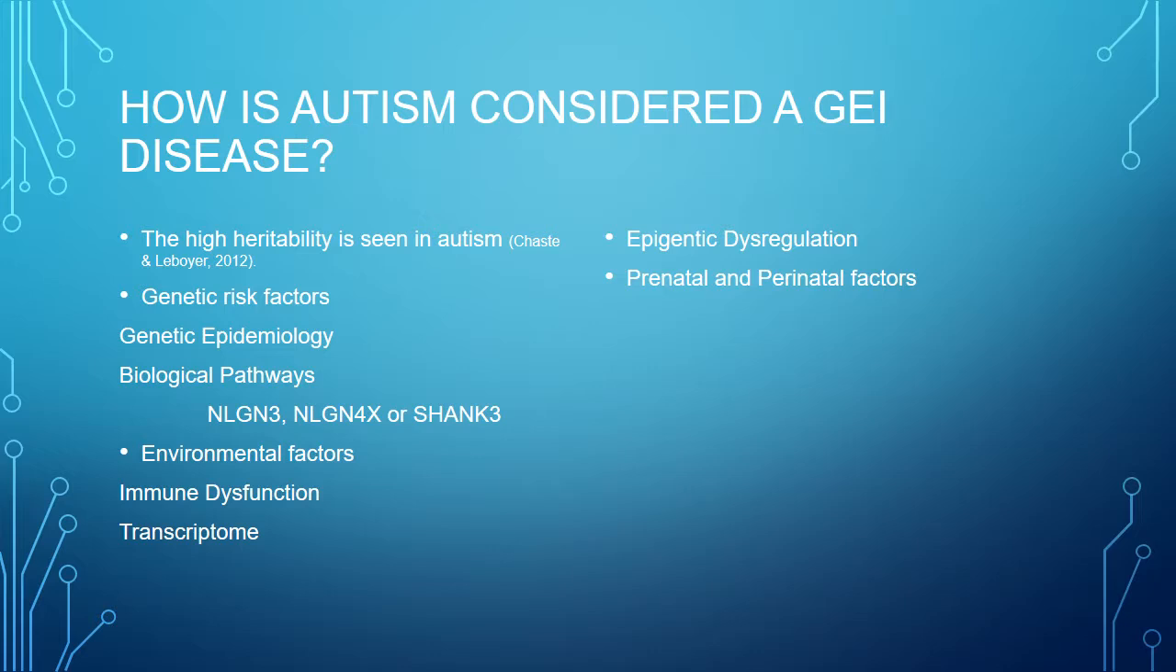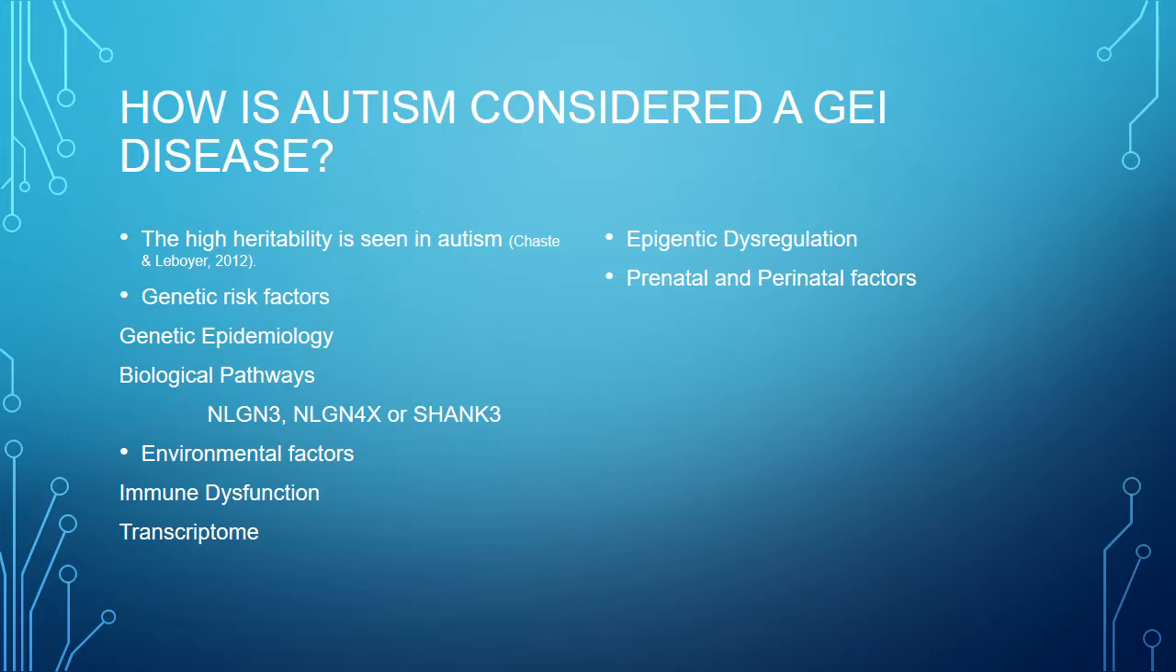For genetic factors, they include genetic epidemiology and biological pathways. Genetic epidemiology is the study of genetic factors with environmental factors. This basically is what I was talking about when I mentioned the twins and the likelihood that they can get autism. For biological pathways, this deals with genes and structures within the body.